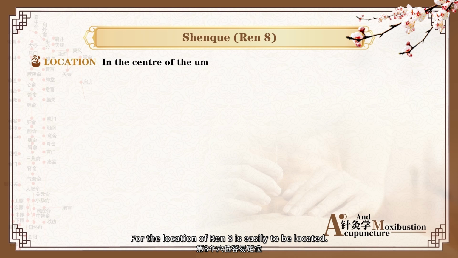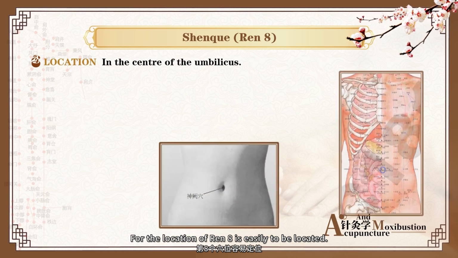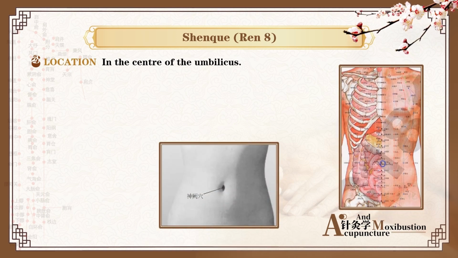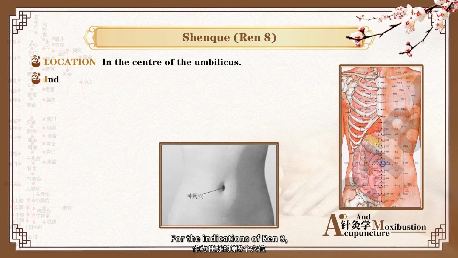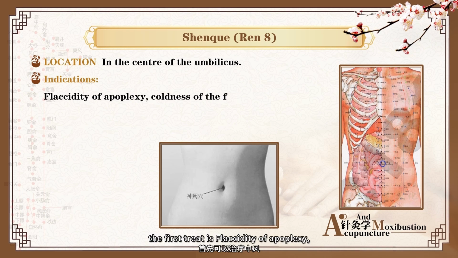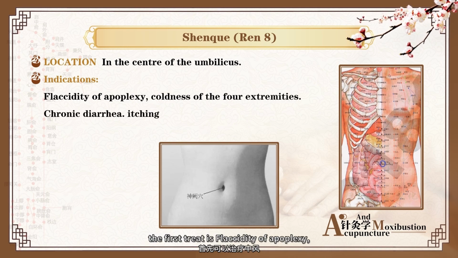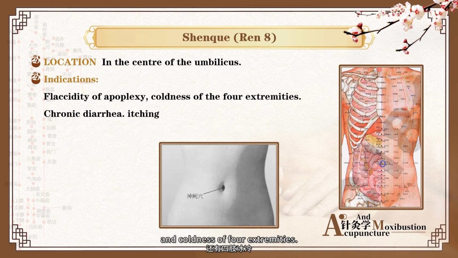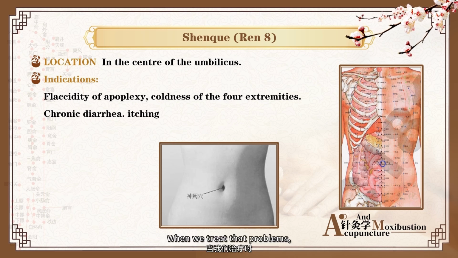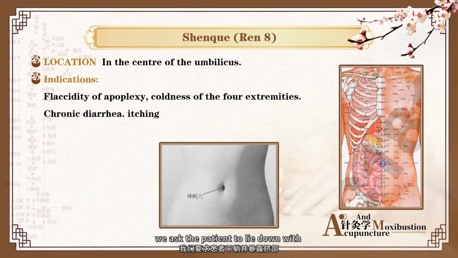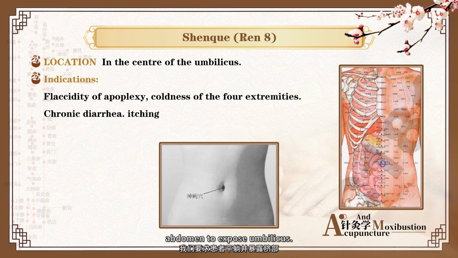The location of Ren 8 is easy to find. It's in the center of the umbilicus. For the indications of Ren 8, the first is flaccidity of the extremities and cold limbs. When we treat that problem, we ask the patient to lie down with the abdomen up to expose the umbilicus.